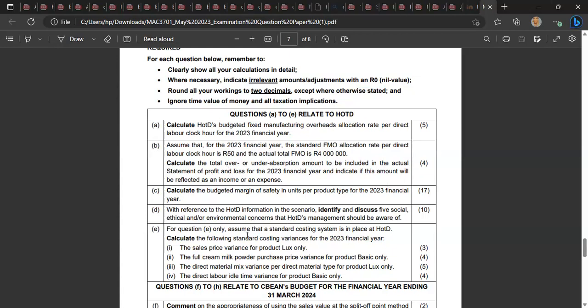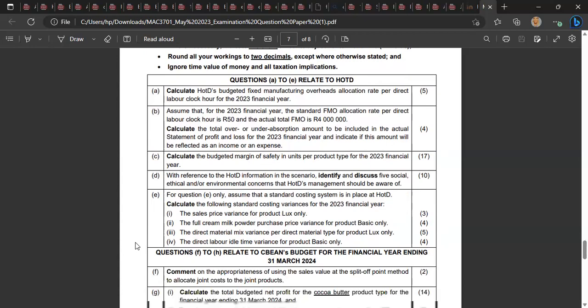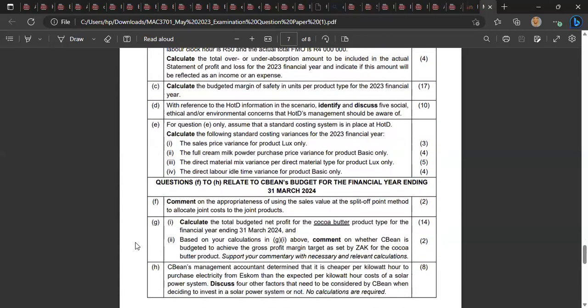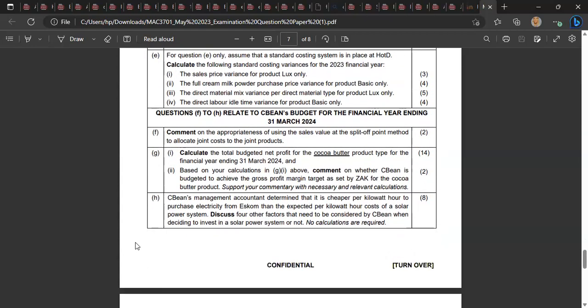So it's just 4 marks. Nothing much was expected on that. Then budgeted margin of safety, nothing much expected on that one there. Right? All right, so it starts off here.